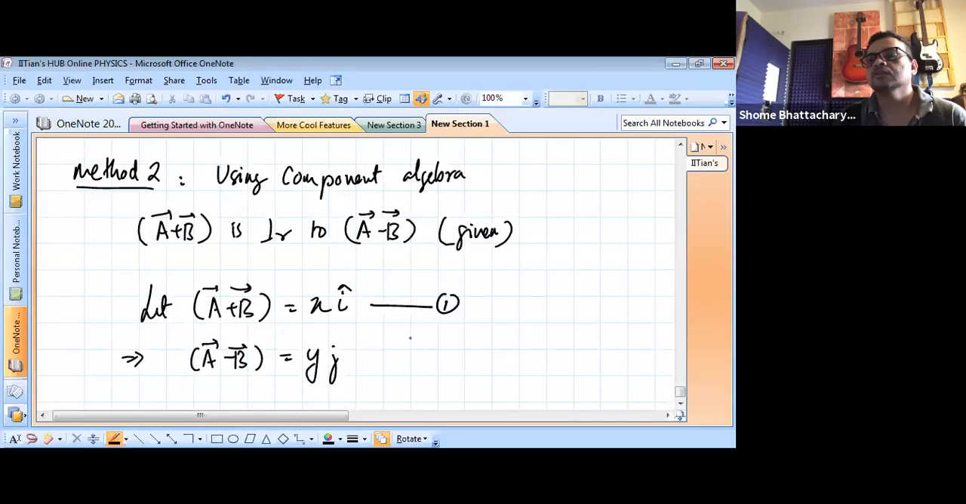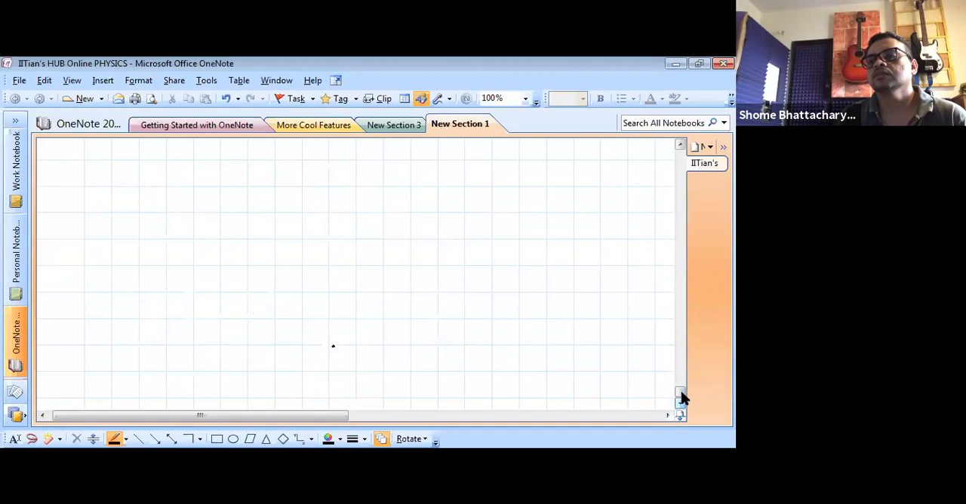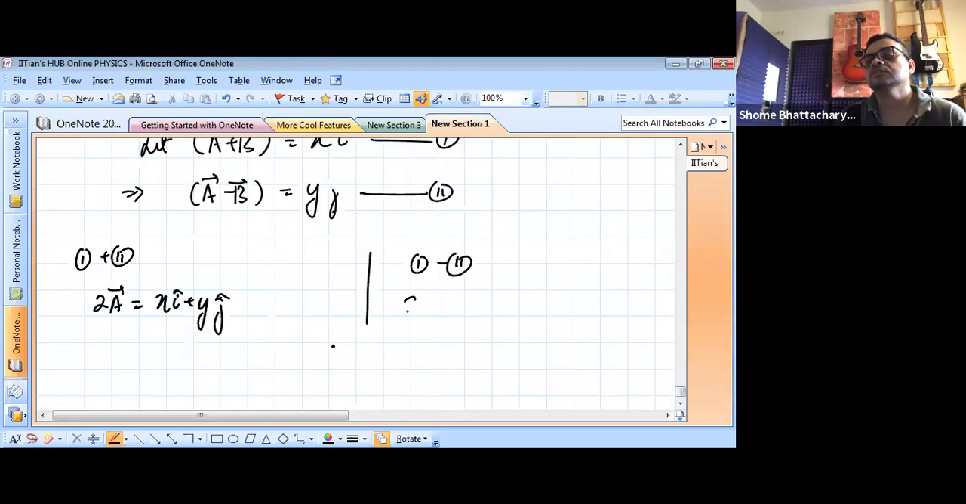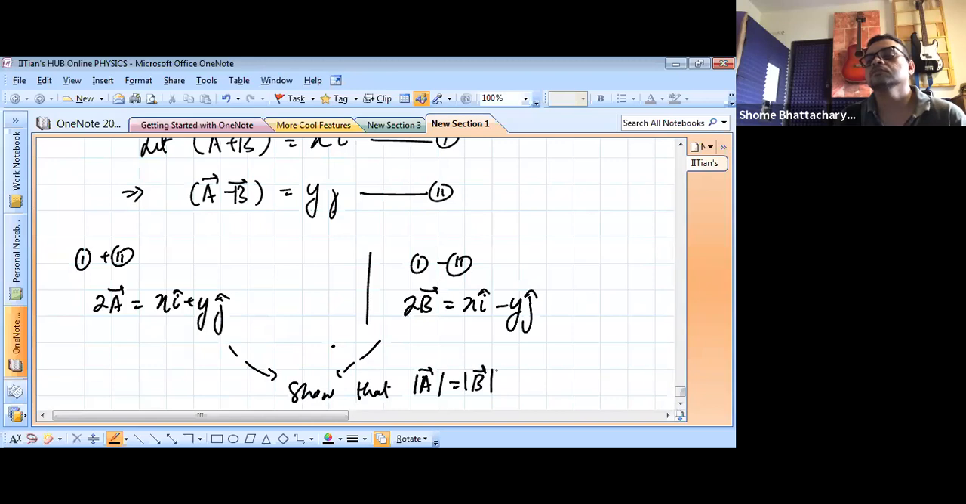So write this as equation 1 and equation 2, and now do this simple operation: equation 1 plus 2 will give us 2A is equal to xi cap plus yj cap, whereas equation 1 minus equation 2 will give us 2B is equal to xi cap minus yj cap. Now use these to show that mod A is equal to mod B. So this is the second method. Try and complete this yourself.